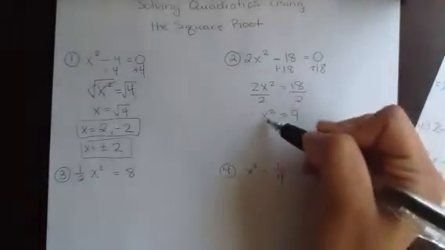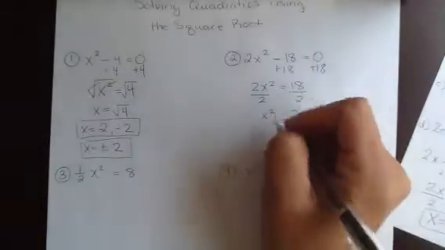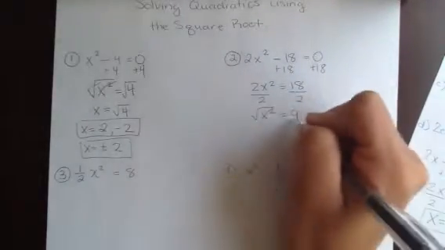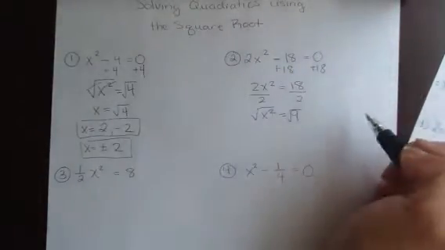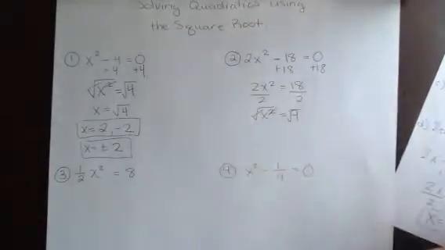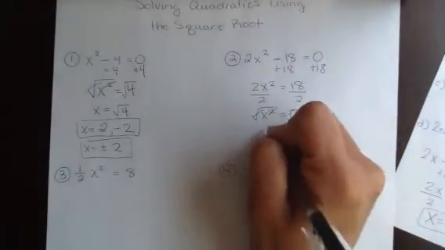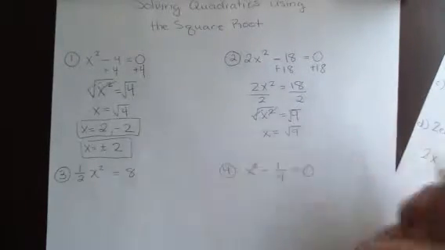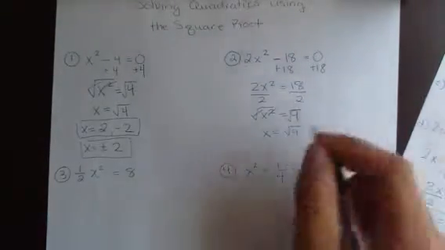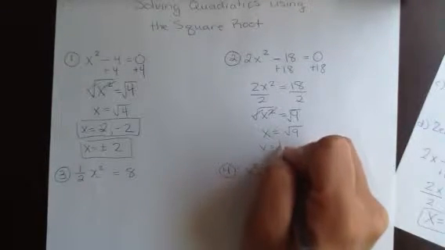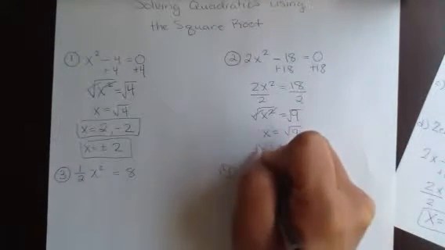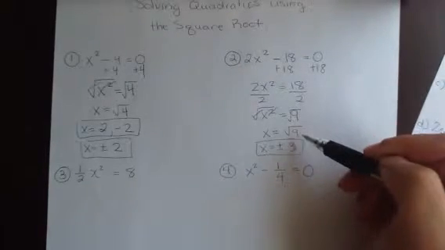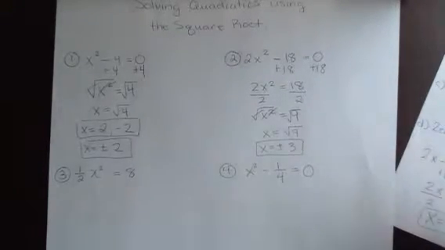Now that we have the x squared by itself, we have to get rid of the squared by finding the square root again, the inverse. Again, the square and the square root cancel each other out. So you get x is equal to the square root of 9. And the square root of 9 again has two answers. So x is equal to plus or minus 3. Negative 3 times itself gives you 9 and positive 3 times itself gives you 9. So there's two answers.